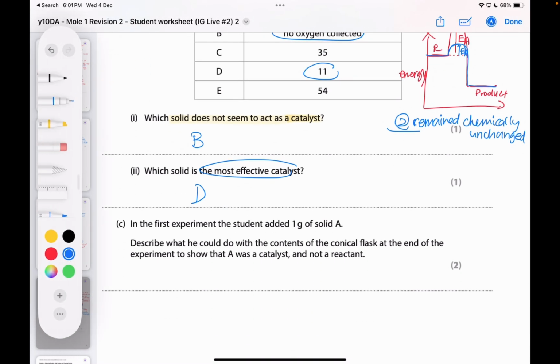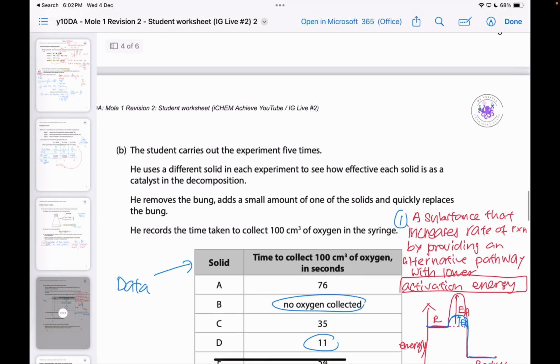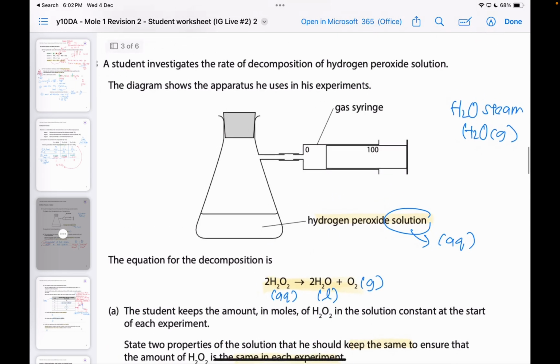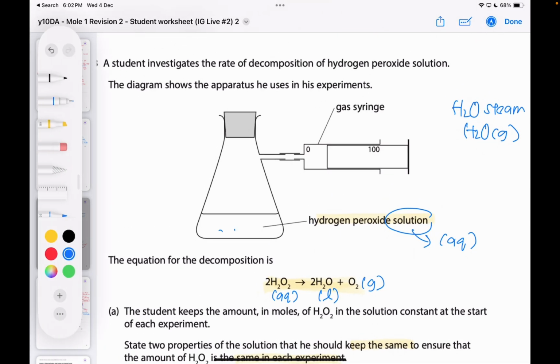We are asking, add 1 gram of solid A. How do we know from the experiment that A was a catalyst, not a reactant? Describe. So you need to explain a little bit more, kind of like writing a story, isn't it? Okay, so if I look at the setup, it's like that. Imagine you have your solid A in here. We've got 1 gram of solid A.